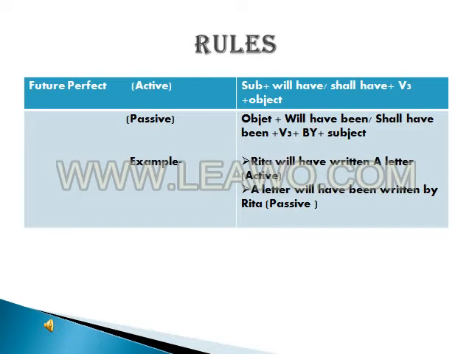Future perfect. Rule for active voice: subject plus will have/shall have plus verb third form plus object. For passive voice: object plus will have been/shall have been plus verb third form plus by plus subject. Here is the example. First for active voice: Rita will have written a letter. Example for passive voice: a letter will have been written by Rita.